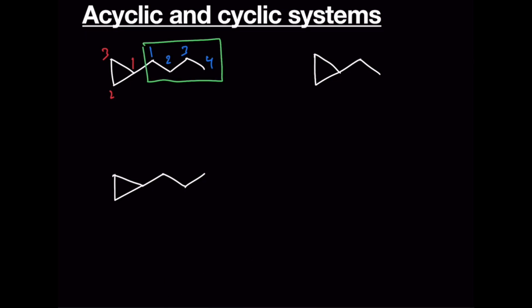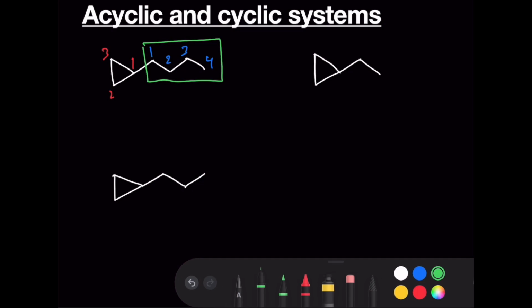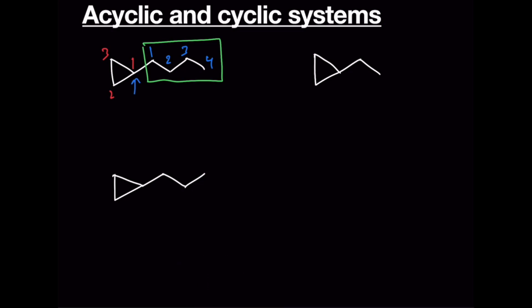By the way, do not start the numbering from here for the acyclic one. This carbon belongs to the ring. It does not belong to the acyclic chain. Some students do make a mistake. They start one from here and then make it a pentane. No, it is a butane.